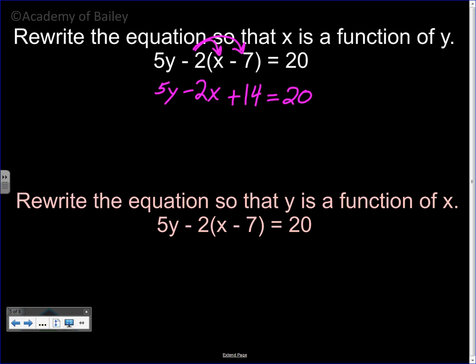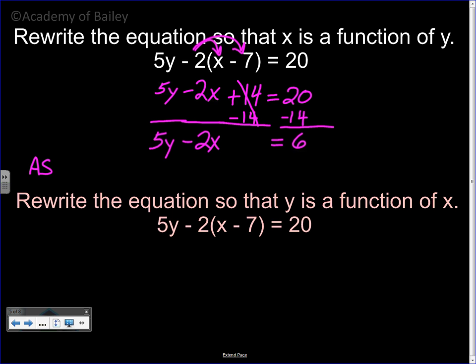And where are we going after this? We are going to try to get x by itself. Working backwards through order of operations, addition and subtraction, we are adding 14 to x, so we should subtract 14 from both sides. That leaves us 6 is equal to 14 minus 14 is 0. And what is 6 equal to? Drop down the negative 2x and drop down the 5y.